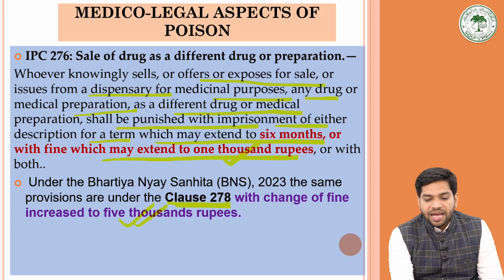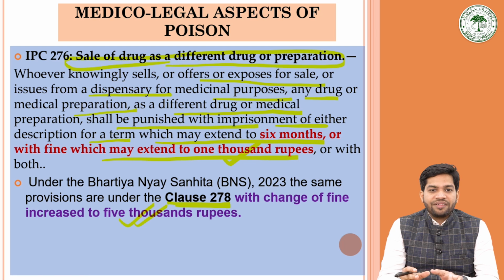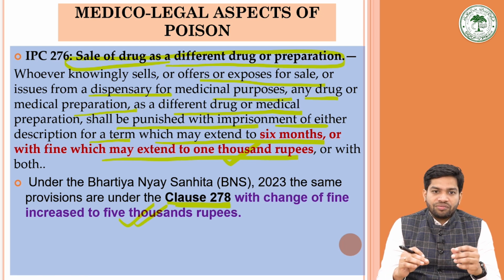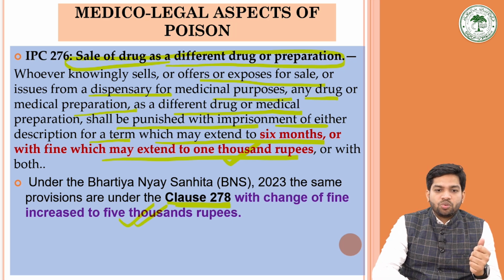So, sale of drug as different drug or preparation means adulterating slightly differently, that is, the label is of a different drug but inside it is different. In that case, he will be held under this section of IPC, that is IPC 276.